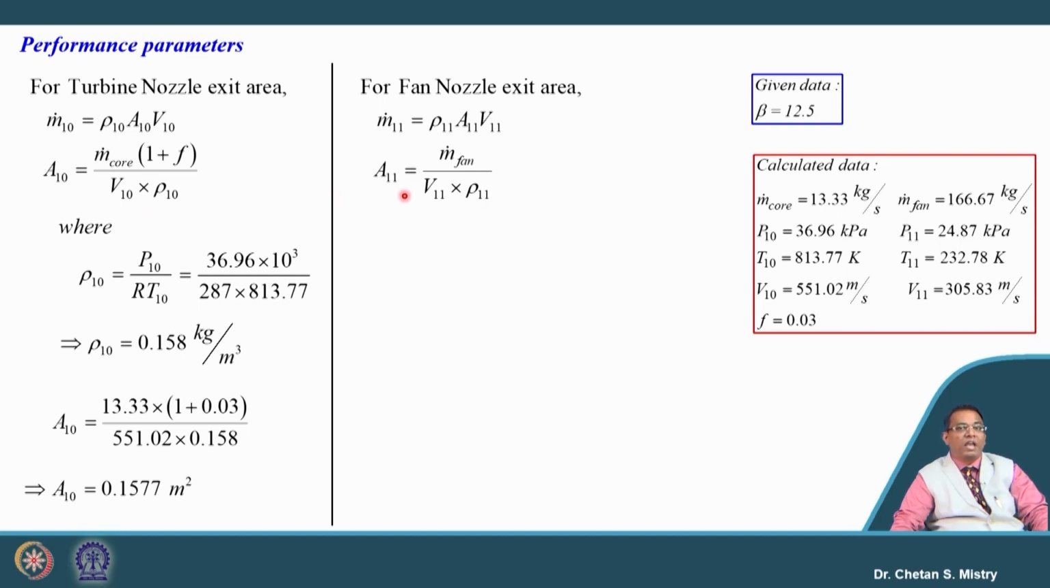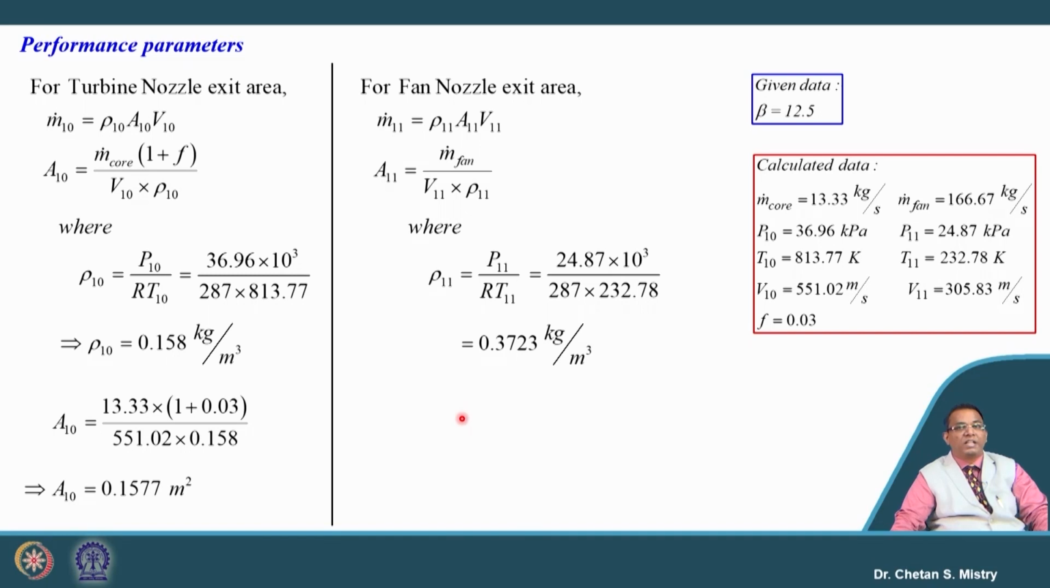Similarly, for the fan we can write down this fan mass flow rate, it is given by m dot F. To calculate this area, again the unknown parameter is density at the exit of the fan nozzle, that we are writing in terms of pressure and temperature. If we put these numbers, the density is coming to be 0.3723 kg per meter cube. And once this density is known, we can calculate what will be the exit area from the fan nozzle, and that is coming to be 1.464 meter square.